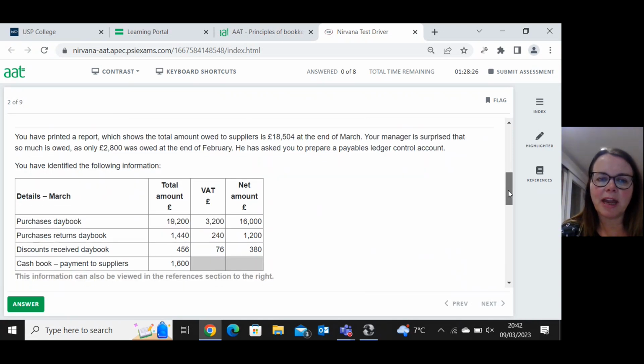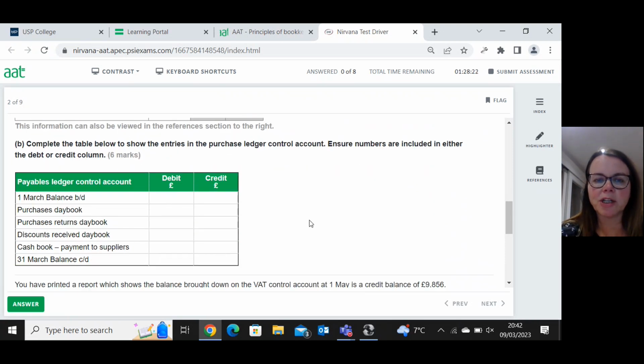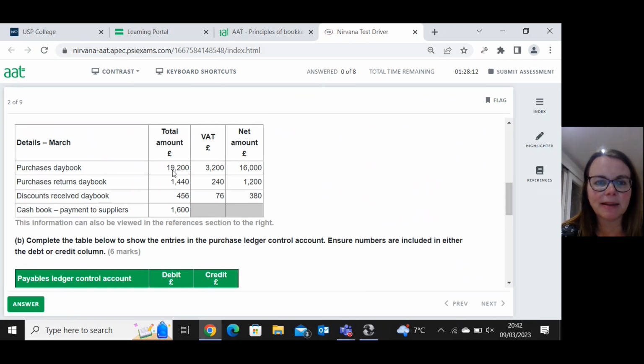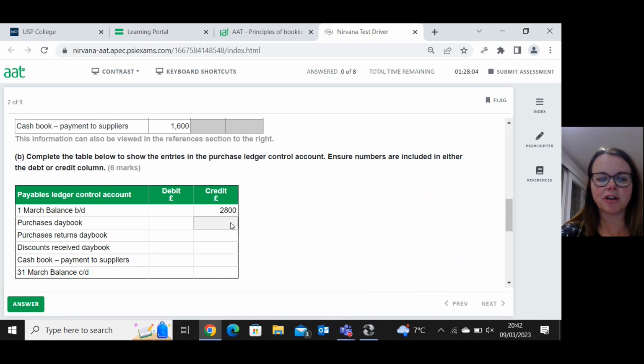So it's a PLCA. So this is how much we owe to our suppliers, which is a liability. And therefore that 2,800 must be a credit. When we buy more, it increases the liability. And it's the total amount that we need that's owed to the supplier. So that's 19,200, increasing the liability.